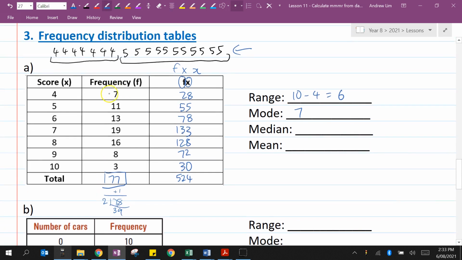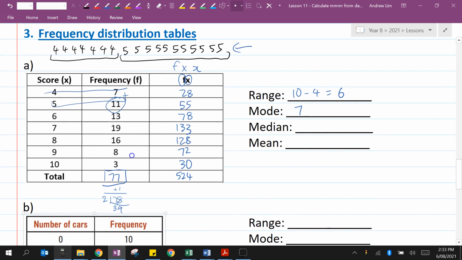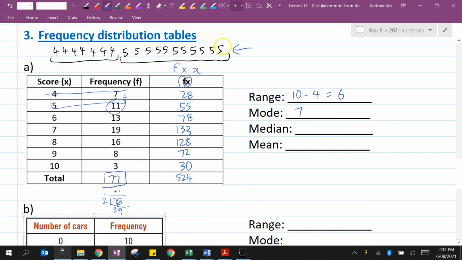Well, the 7th score is a 4. The 18th score is a 5, right? Because 11 plus 7 is 18. So if I were to look at these numbers up here, this 18th number is a 5. Well, I'm still looking for the 39th number. What is the 39th number? When we add them together, we get 18. When we add these two together, we get 31. Whoops, 31. When we add these two numbers together, we get 50. That means because the 39th score is between these two, the 39th score has to be a 7.